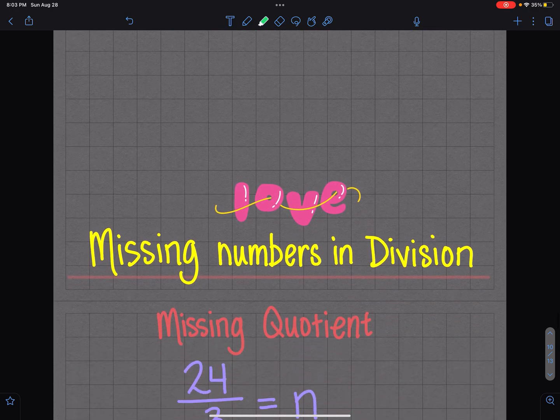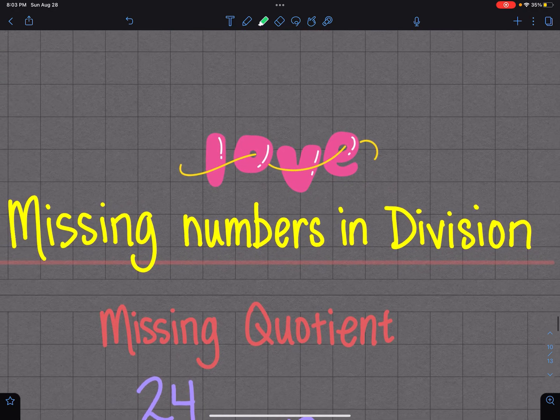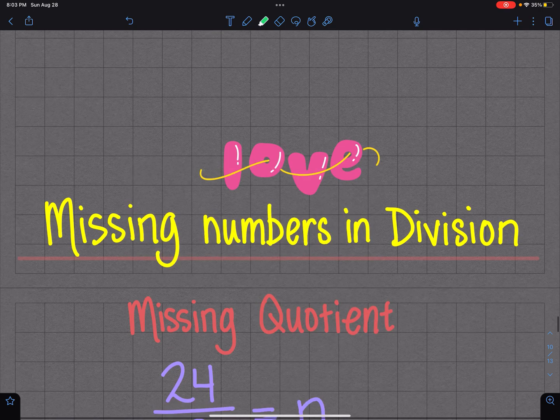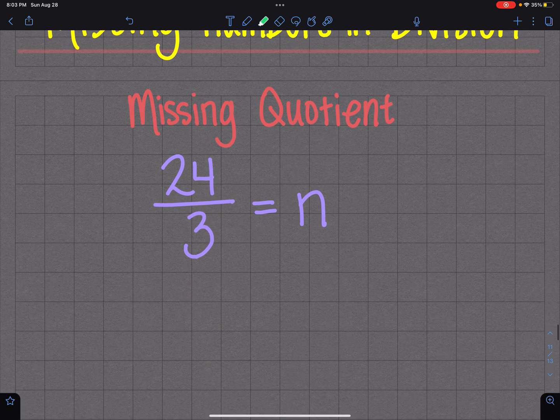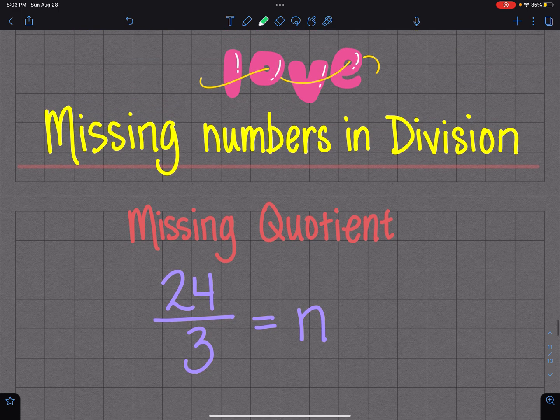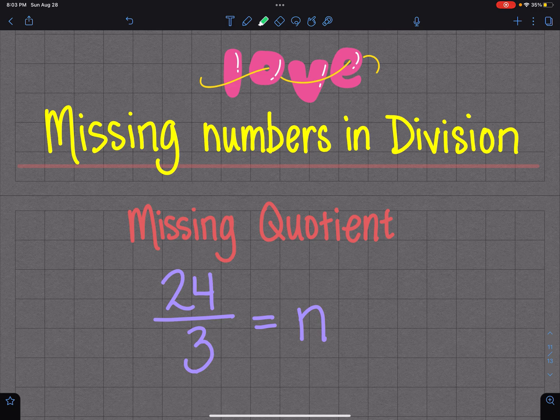All right, let's move on because I know that you are loving this, right? So we're going to do one last concept, which is missing numbers in division. Okay, so in division, you could have a missing quotient. Remember, a quotient is basically the answer you get in a division problem, so it would look like this. Now, this is the easiest one, I think, because all you have to do is divide this and you get the answer. So that's fine.